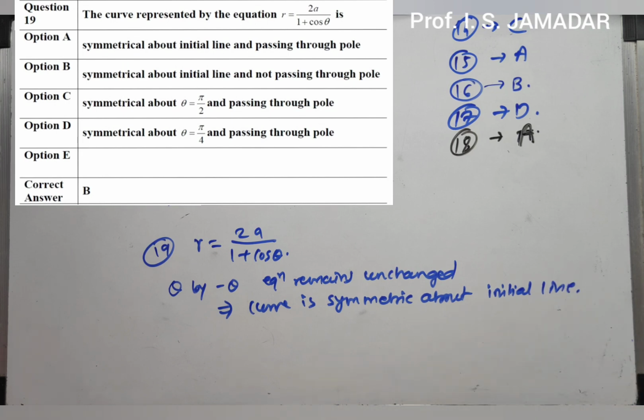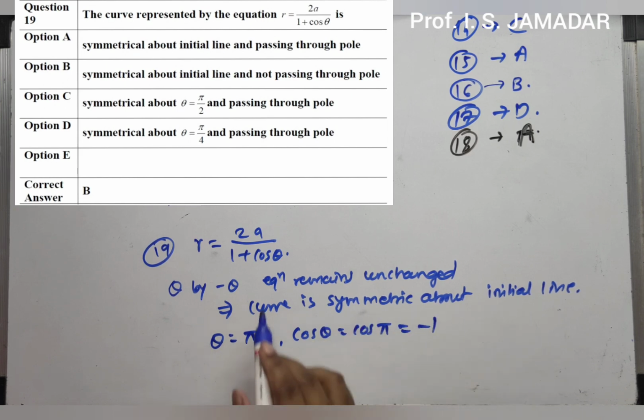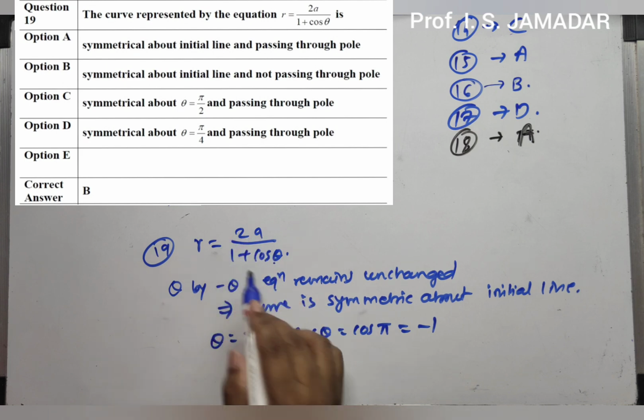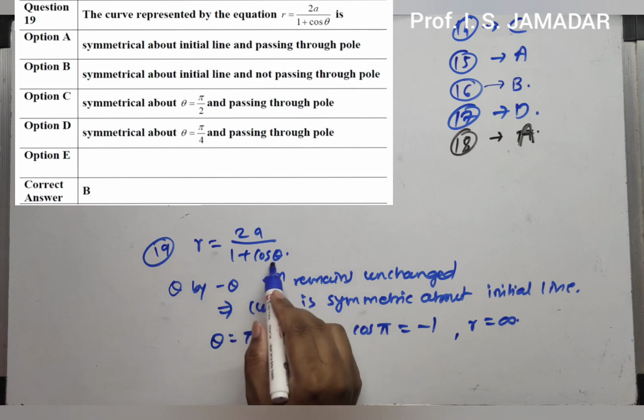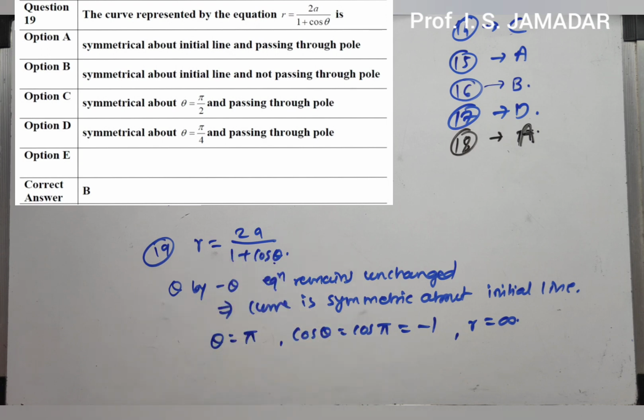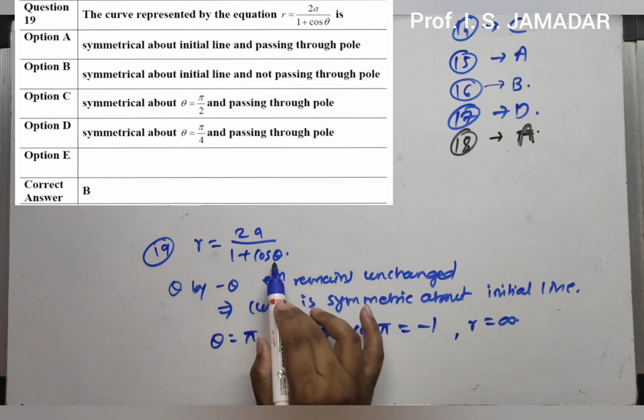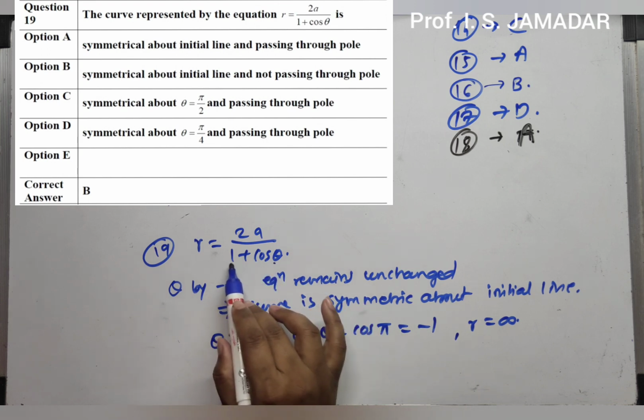So for the initial line we have two options, option A and option B. To get the correct one from A and B we have to check the pole. Do we have any value of theta for which r will become 0? You may consider that for theta equal to pi, cos pi is equal to minus 1, but that makes r infinity. So there does not exist any value of theta such that 1 plus cos theta is equal to 0. If it became infinity, then we could say 2a upon infinity will be 0, meaning r will be 0.